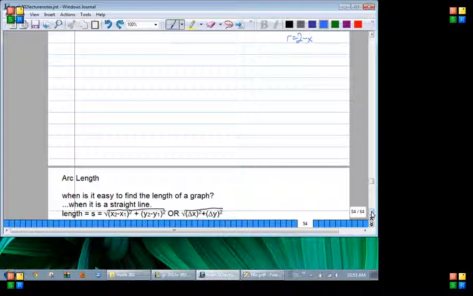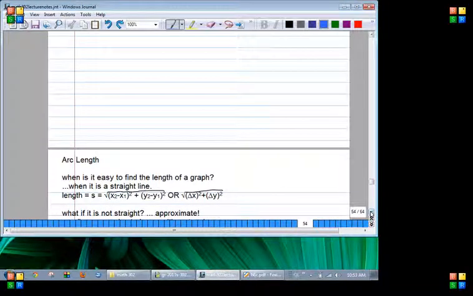So the standard notation for distance is s, lowercase s. So that's what I'm going to use. So the length is s, which is just the square root of x2 minus x1 squared plus y2 minus y1 squared. Now we're going to use our nice notation, which is related to calculus, as you've seen before. We're going to call this delta x squared plus delta y squared.